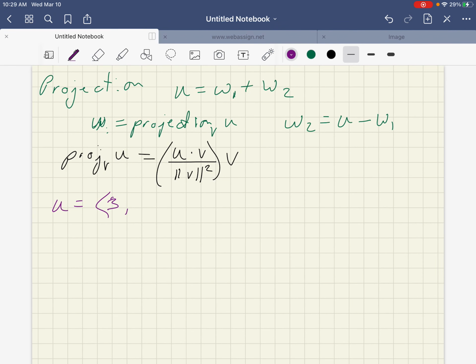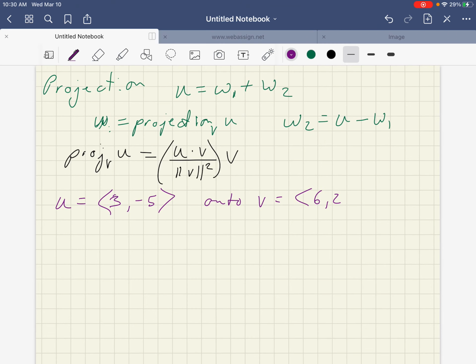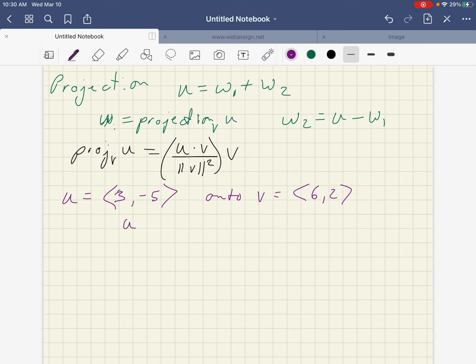So let's do an example. Say our u is the vector 3, -5. So this is where I want to go. And we're looking at the projection onto v. So maybe this is the case of the wind or something like that. And I want to know how much of it is controlled by that. Or maybe this is like pulling on a chain. You've got two different things pulling the same vector and you want to break it apart.